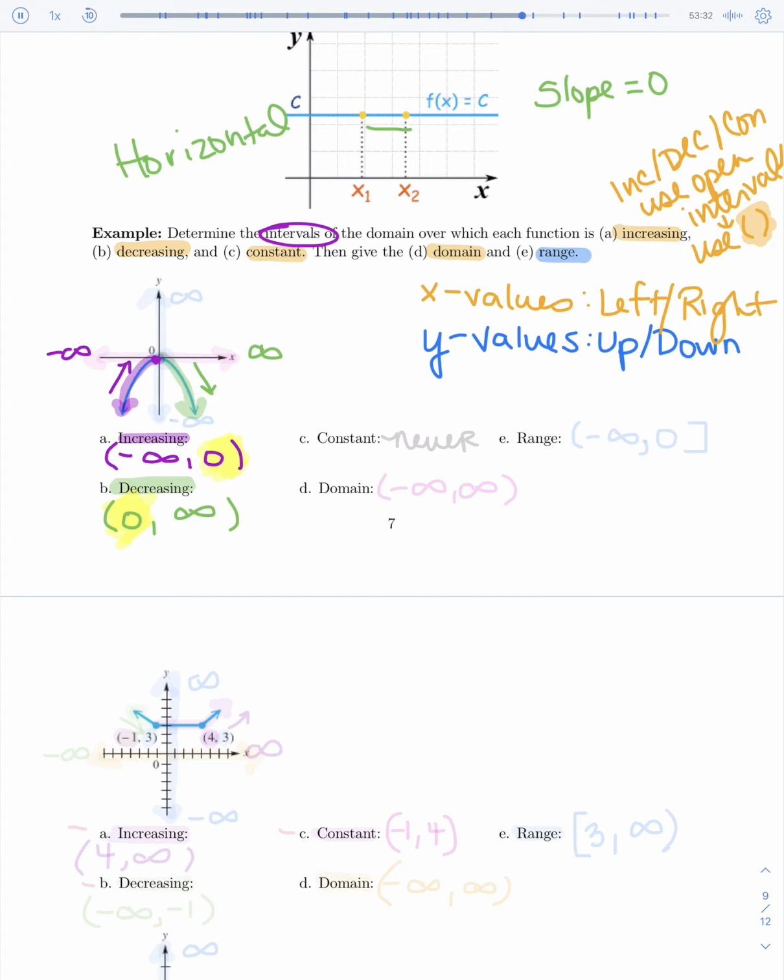Okay. And the last thing is, when are we constant? Well, on the left side, we're increasing. On the right side, we're decreasing. I don't see anywhere where it looks like a flat horizontal line, so we're just going to say never.